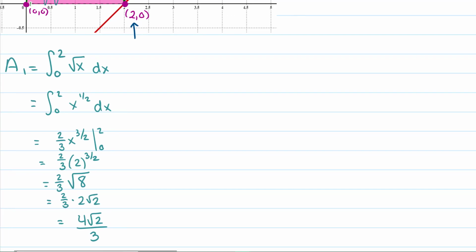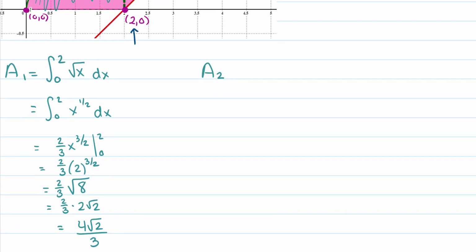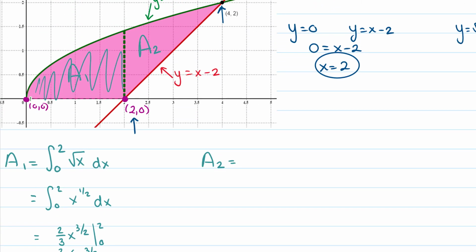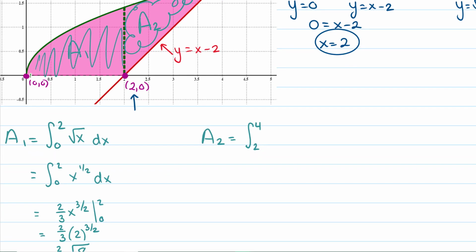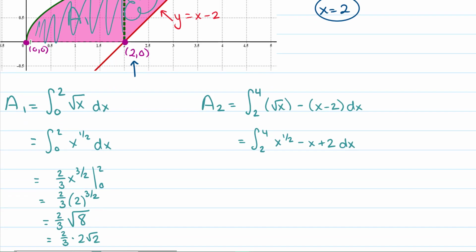Now we need to find the area of the second region. So the area of the second region is going to be all of this area in here. So this is going to be the integral from 2 to 4, because those are our x values. And then our top function is the square root of x, subtract our bottom function, which is x minus 2, dx. So this becomes the integral from 2 to 4, x to the 1/2 minus x plus 2, dx. And so now we're going to integrate.